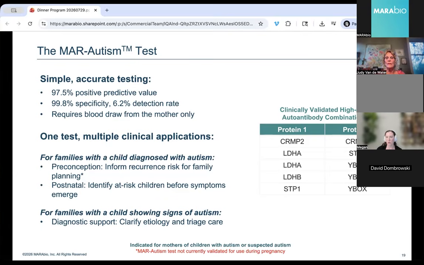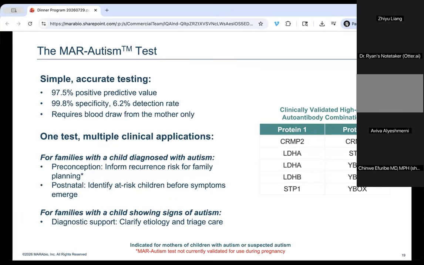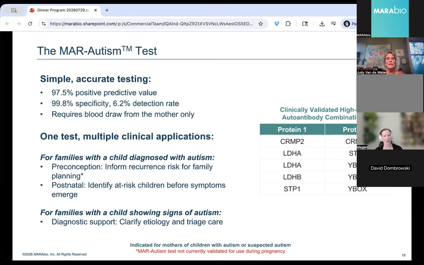These combinations, when identified, result in a 97.5 positive predictive value for this test with a 99.8% specificity. So when we were looking at the clinical offering of this test, obviously there was a lot of background evidence that has been done in the academic setting, but in order to offer this for a clinical setting, we really wanted to minimize the chance of false positives, and in doing so, identifying these highest risk combinations so that there was confidence in the clinical use of this test.